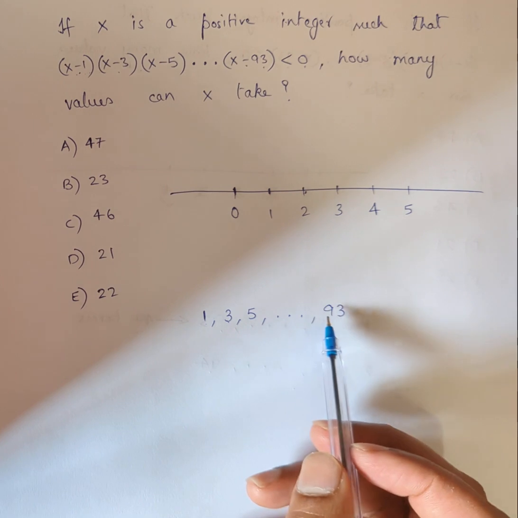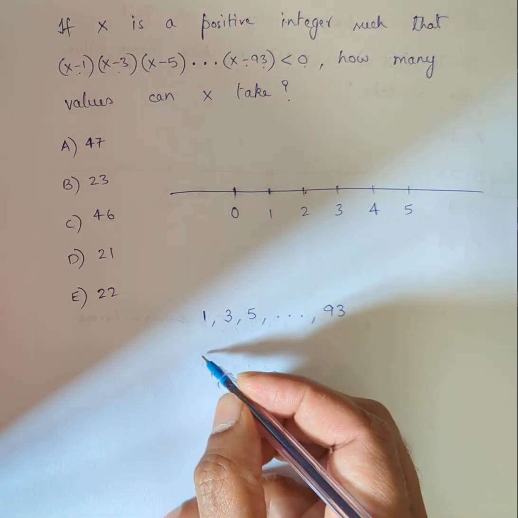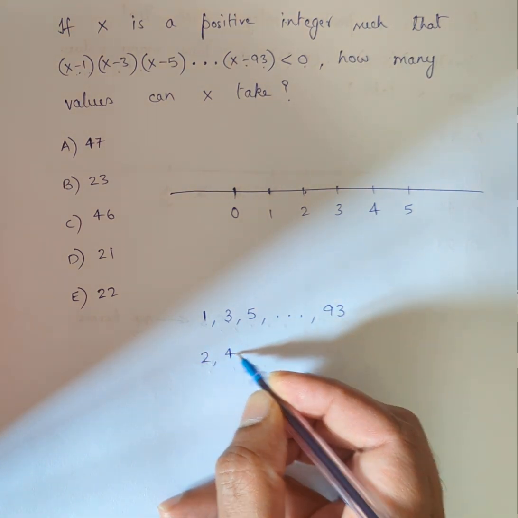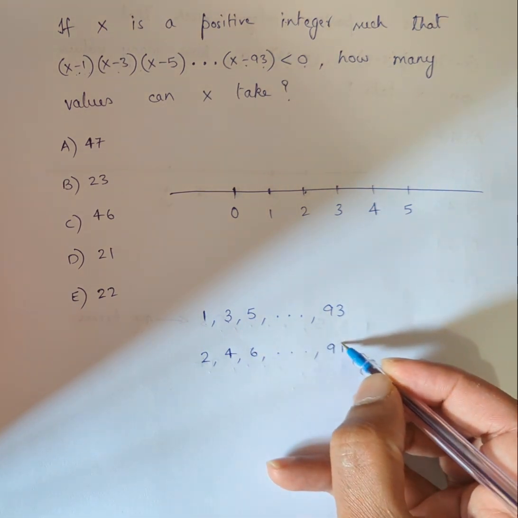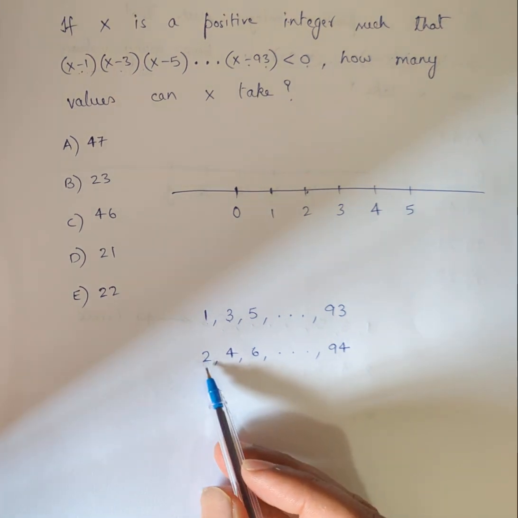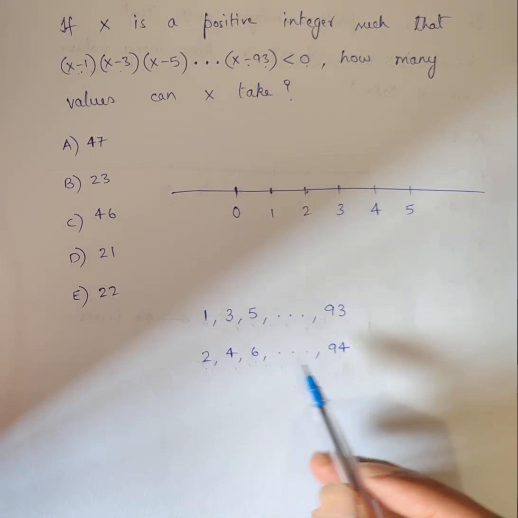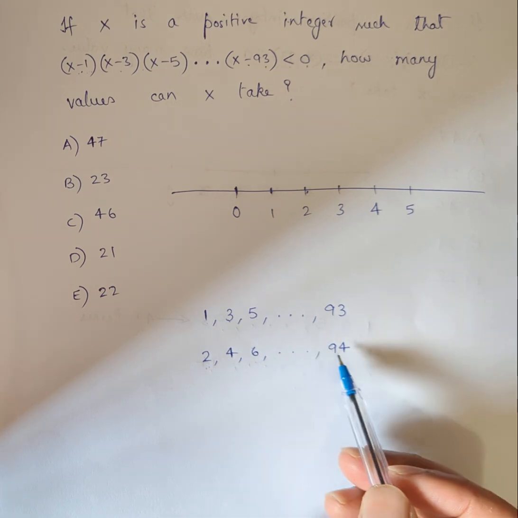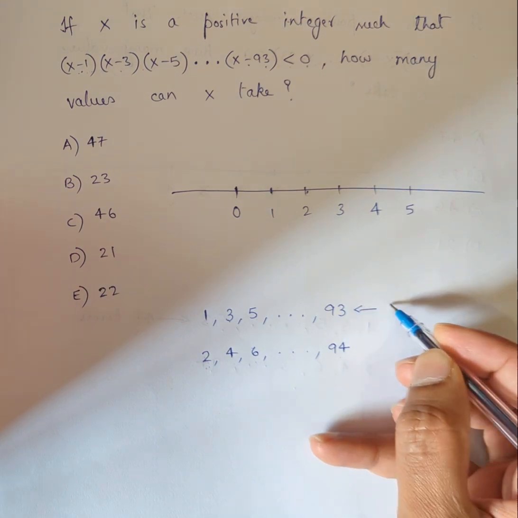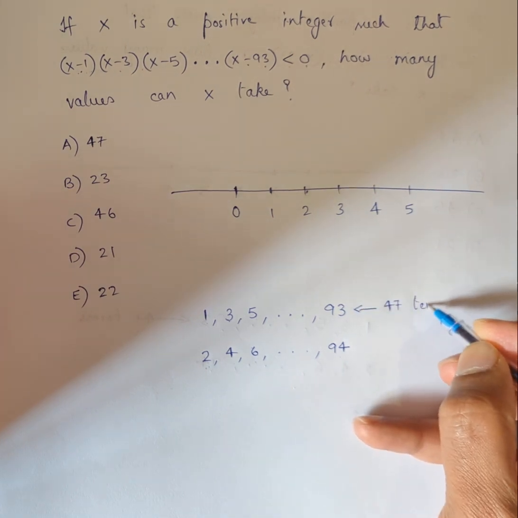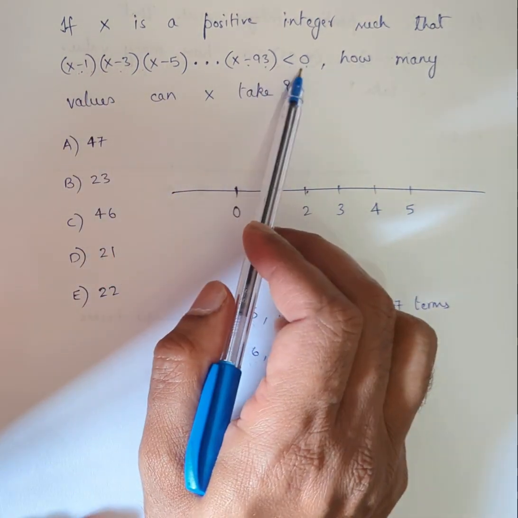It may be hard to count, but if I just increase all of these numbers by 1, look at this sequence: 2, 4, 6, and then 93 is changed to 94. So notice this is 2 times 1, 2 times 2, 2 times 3, and all the way up to 2 times 47. It starts at 2 times 1 and goes up to 2 times 47. That means there are 47 terms. So if I have 47 terms here, that means I have 47 factors here.